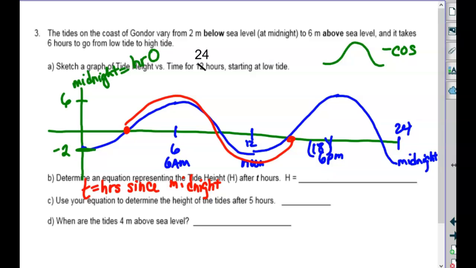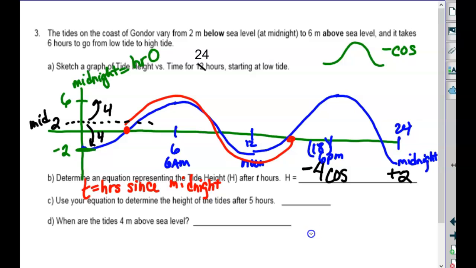Midline? Jacob, did you calculate the midline yet? +2, which would make the amplitude 4 below and 4 above. That seems okay. So where does the 2 go, guys? This is the midline, and that goes at the end. And the amplitude, which is 4, goes at the front. But we decided to call it a negative cosine.